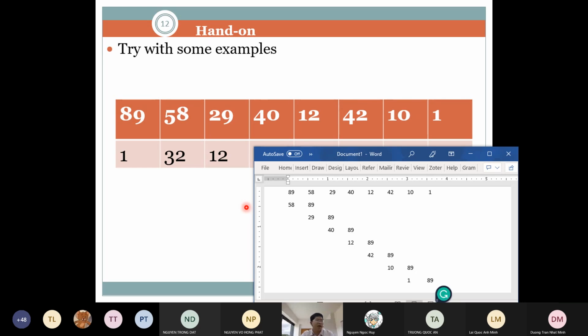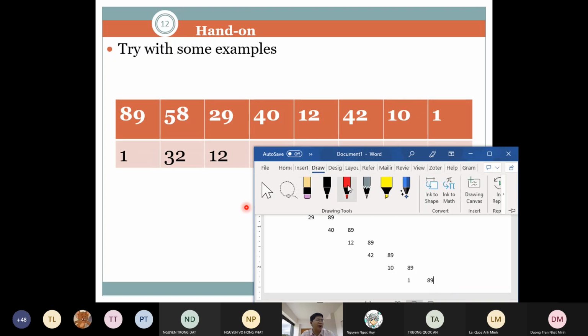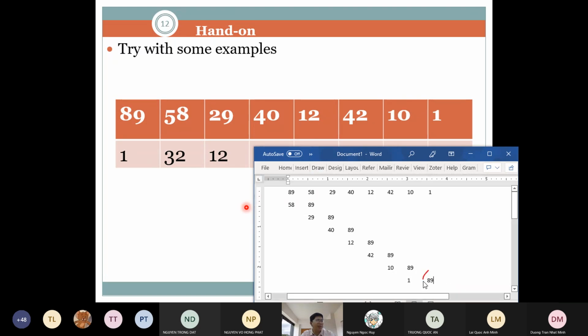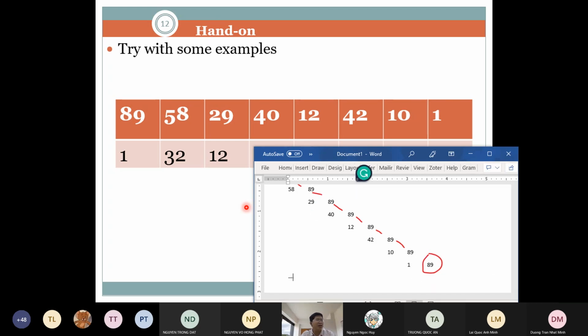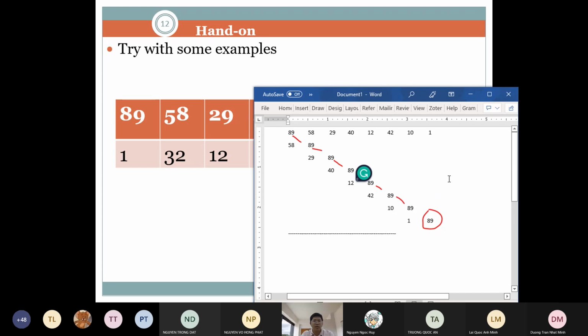So you see, this is the end, and this is our last step. What you can see is that my biggest number is moving from the first position to the last position. I'm done with that, so we finished this first iteration. You may want to repeat it for the next step.